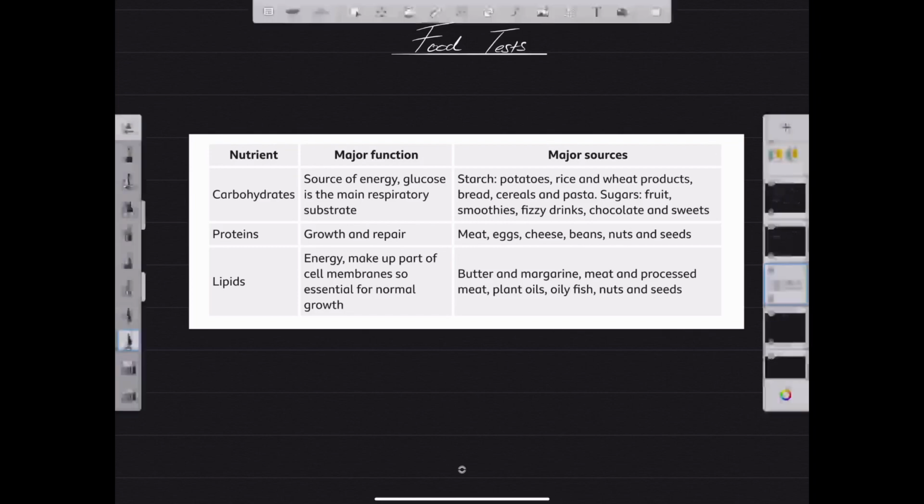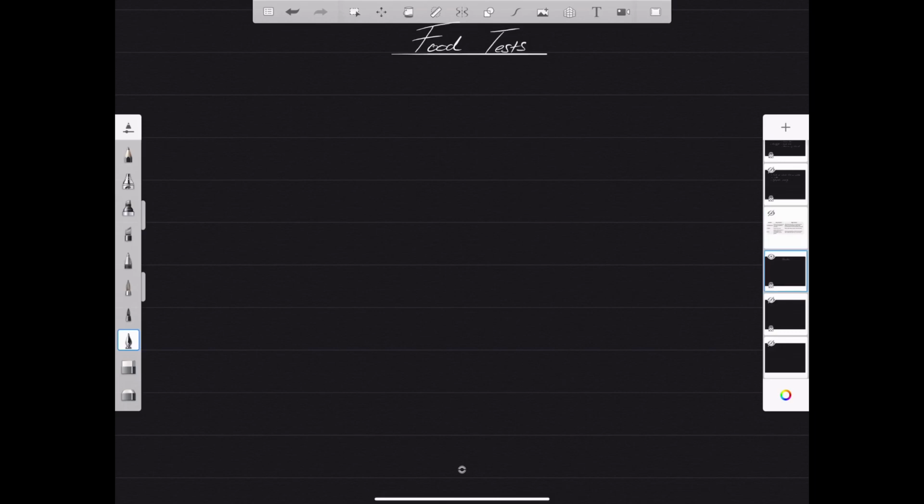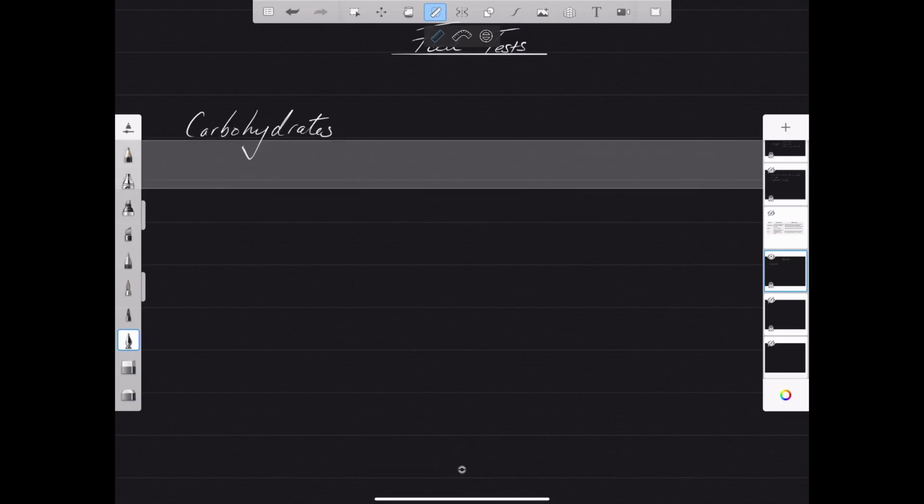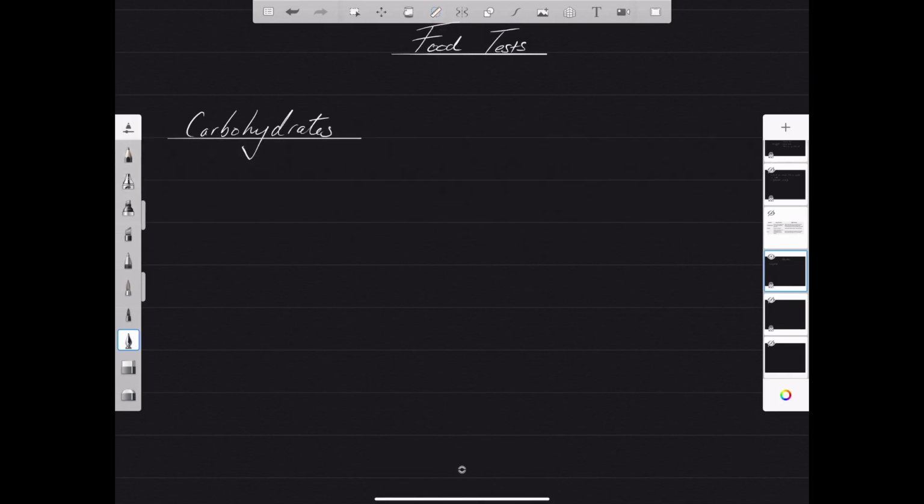Alright, okay, so let's move on now. So I'm going to go over certain food tests, and we're going to go through each one, and then I'm going to show you a diagram with a bit more information regarding the food tests, and I'll talk about it. So can we put the subheading carbohydrates? Okay, so we're going to see two tests that we can take for carbohydrates.